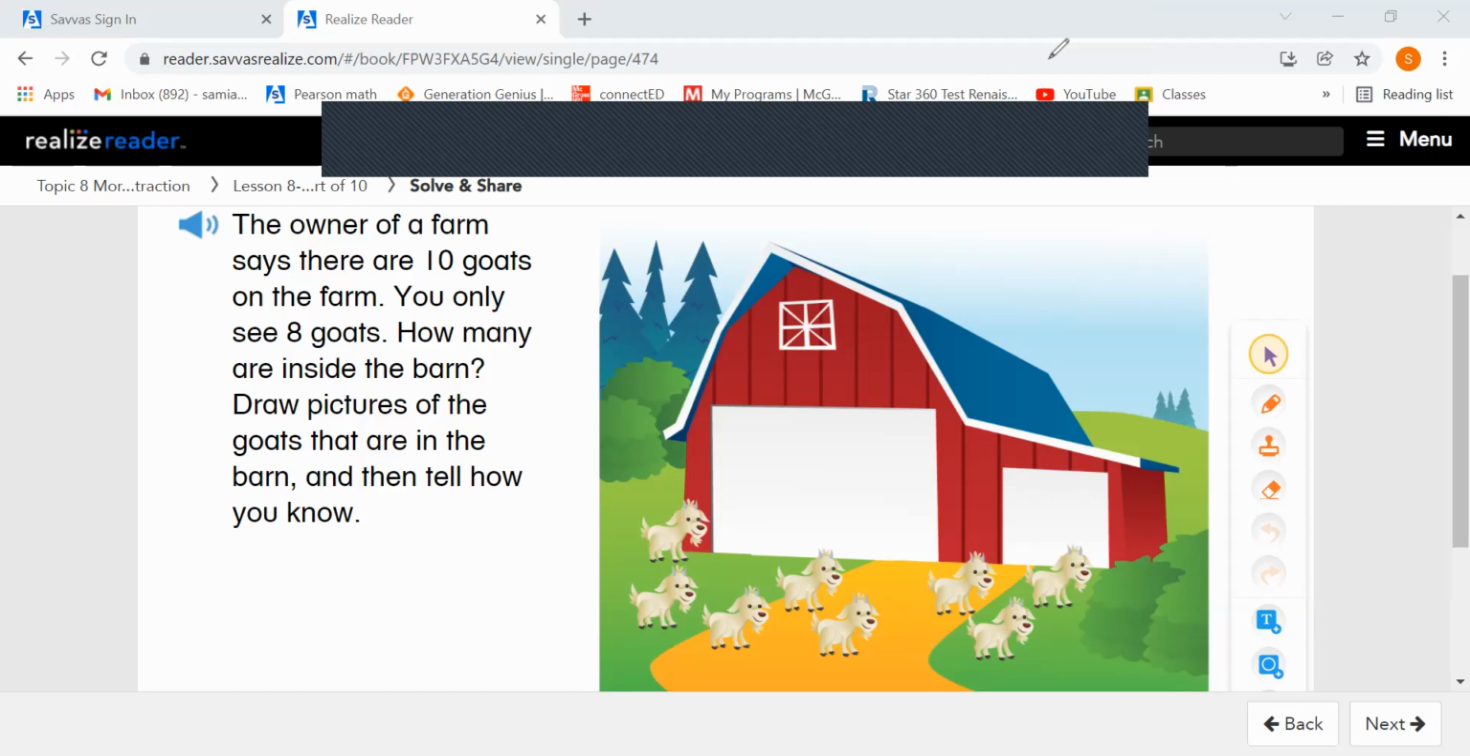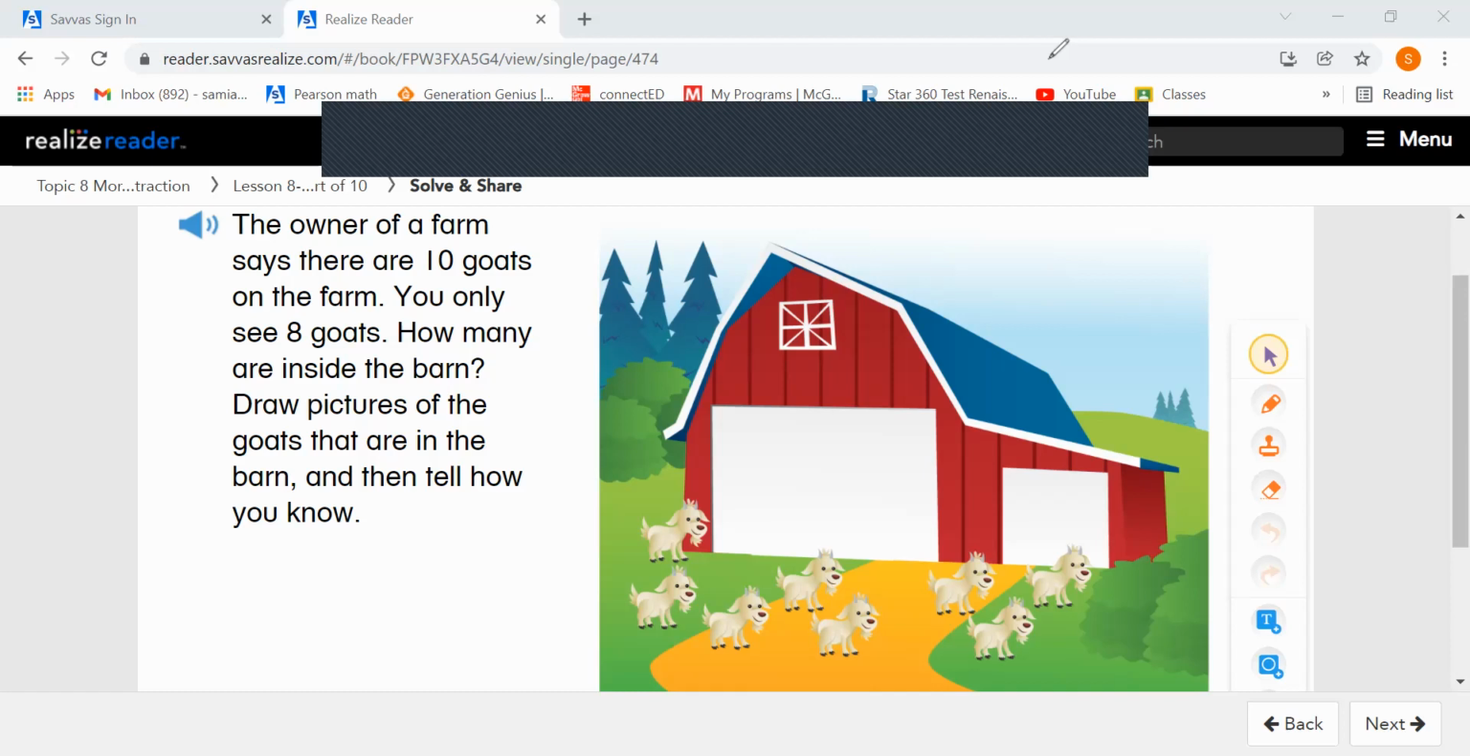Okay, so if there are 10 goats on the farm and we only see 8 goats, how many are we going to draw in order to make 10? Well, if we have 8, we know that there are 8 outside. We're going to start from 8 and count on. So let's draw our goats. There are 8 here. So we're going to count up as we draw.